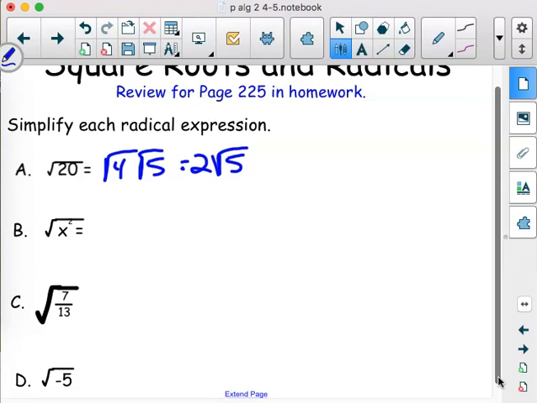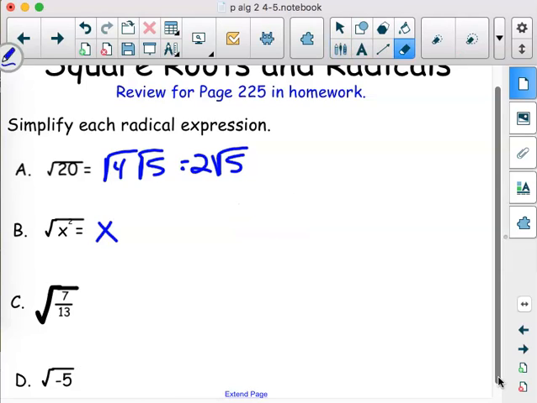Now, B just says, what's the square root of x squared? Well, wait a second. When we solved before and we did this, what did that give us? x. Exactly. Those are inverses of each other. So if you have x squared and you want to get rid of it, you take the square root, and that gets you back to x.